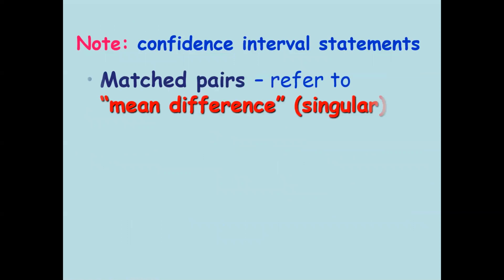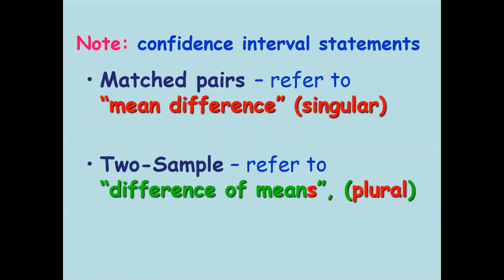So note, confidence interval statements. We have two things, and these are commonly mistaken, but I found an easy way to help you remember. Matched pairs refers to a mean difference. It is singular. Matched pairs is when we actually take 2 and subtract, turn it into a 1 sample. So singular, 1 sample. A 2 sample refers to a difference of means. Notice means is plural, so this is going to be a 2 sample. So here's a difference of when I have a 1 sample versus a 2 sample. Think singular, matched pairs, 1 sample, means plural, 2 sample.